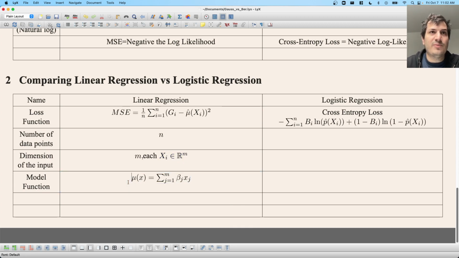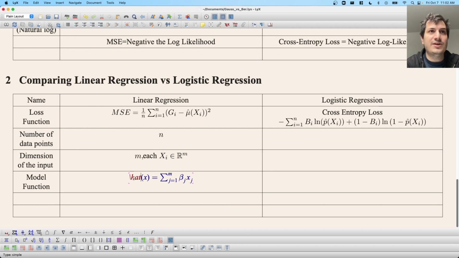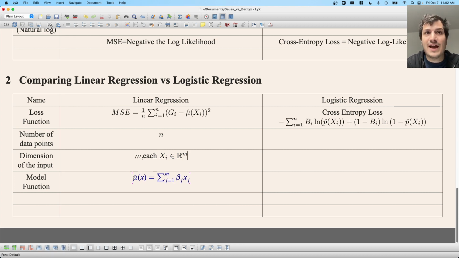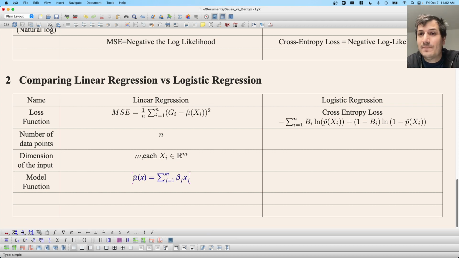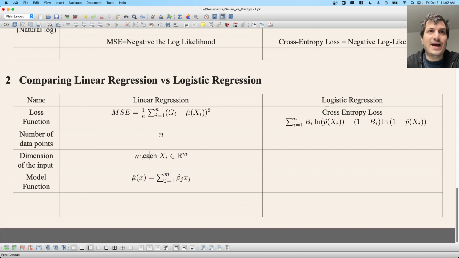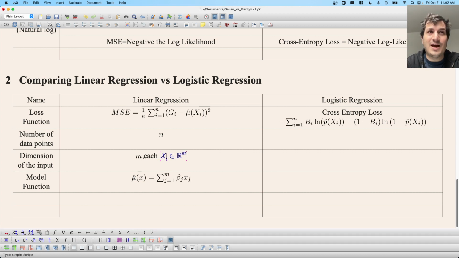Okay, so this is my formula for my estimate. It's a linear combination of the components of x. If you want to add an intercept, you can just make one of the components 1, and that'll add it in. Again, we have to be careful here because we have x subscript i and x subscript j, and they mean two different things. The subscript i means the ith data point, and the subscript j means the jth component.